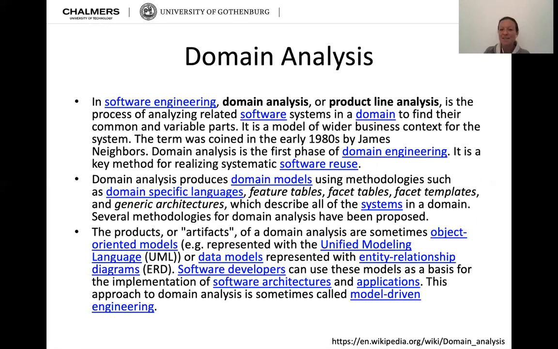Domain analysis is the first phase of domain engineering. We got to analyze and understand the domain before we can start modeling it and before we start engineering it. It's a key method for realizing systematic software reuse. So the term domain engineering, you're going to find that a lot in software product lines. And while you may say now, wait, software product lines, can we first develop one system at a time?